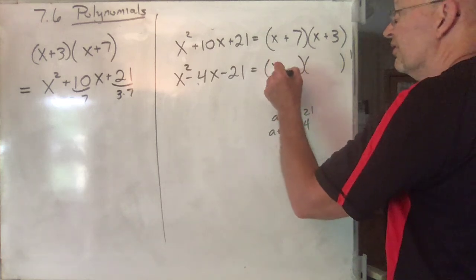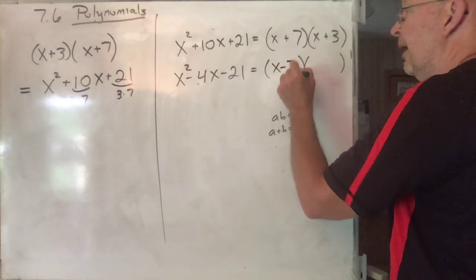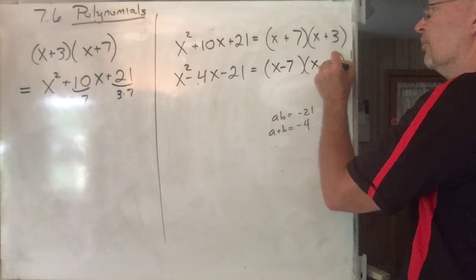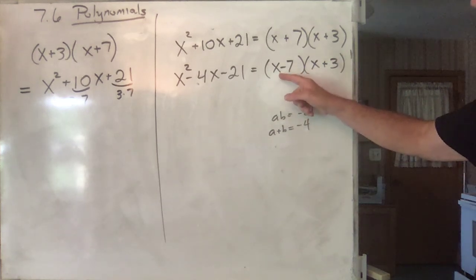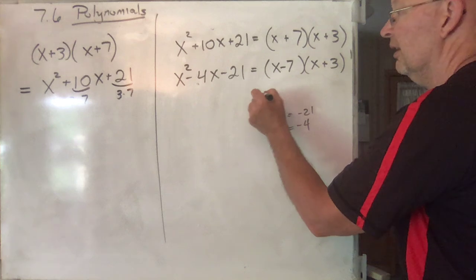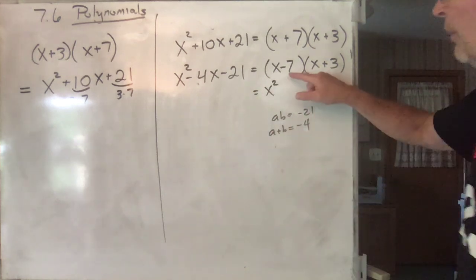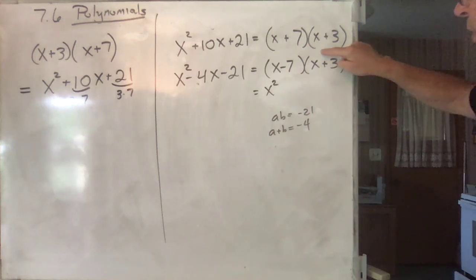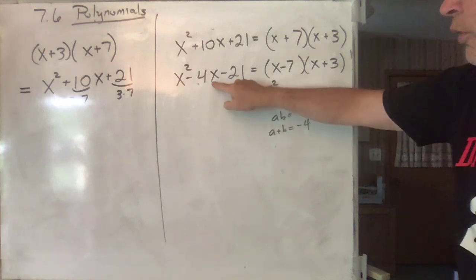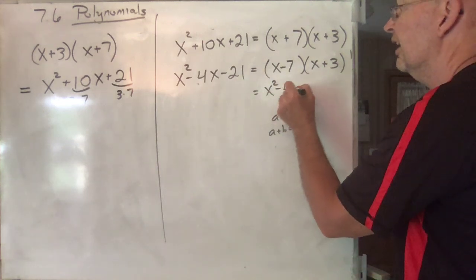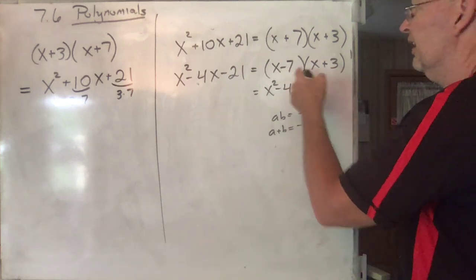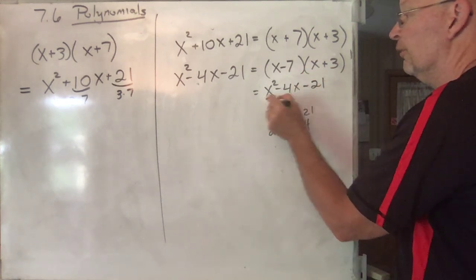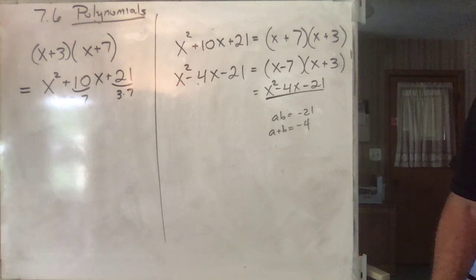So how about this? How about x minus 7, x plus 3? Let's see if that works. If I multiply this out, I'm going to get x squared. Here I'm going to get a negative 7x plus 3x is a negative 4x. That's what I wanted. Negative 4x. And then negative 7 times 3 is negative 21. Sure enough, there you go.